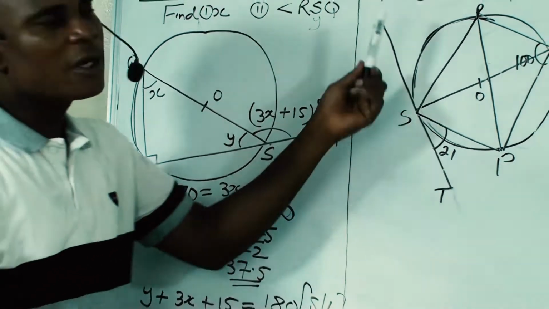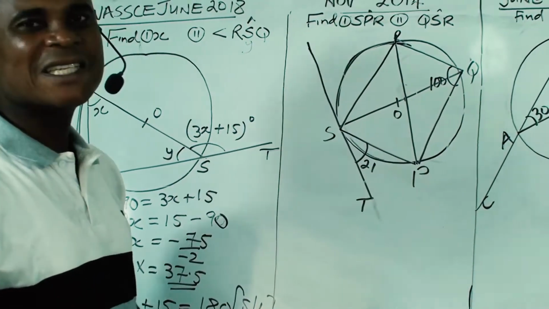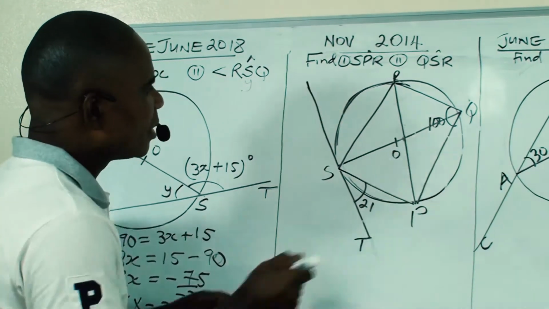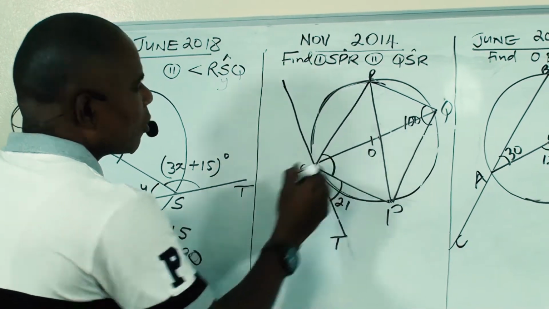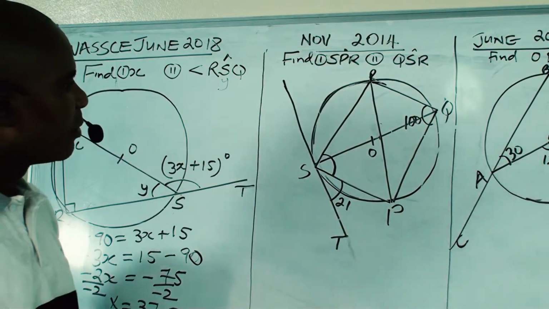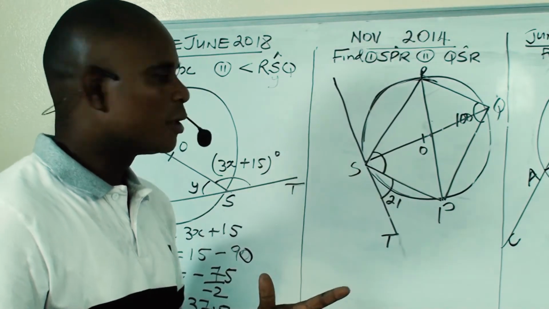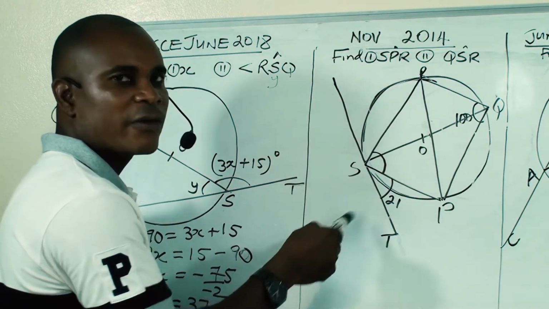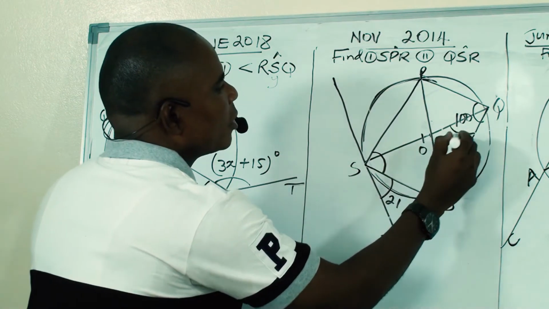So watch this. The second one is about 2014. 2014 is the November private WASSCE. That's your exam. So we look at this. Let me remind you of the theorem that I gave you before. I told you that the angle which the chord and the tangent make at the point of contact is equal to the angle in the alternate segment.